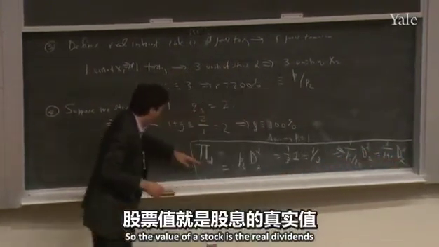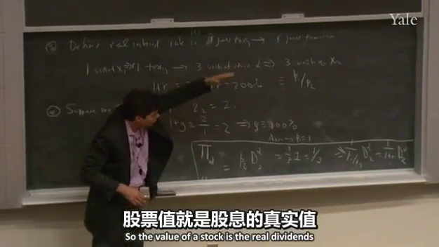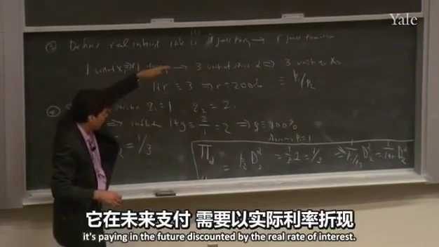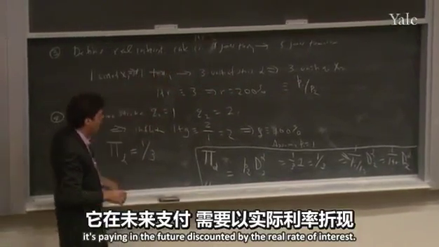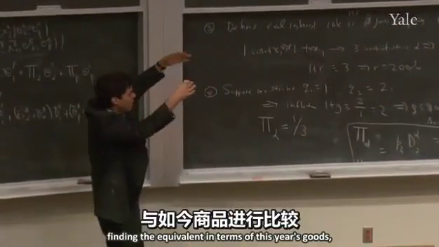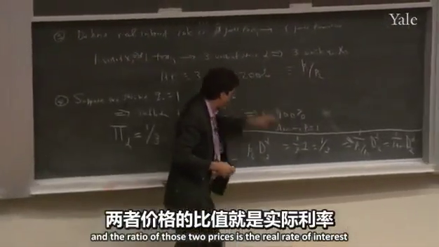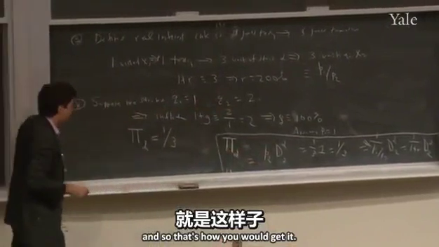So the value of a stock is the real dividends it's paying in the future discounted by the real rate of interest. You're turning tomorrow's, next year's goods, into the equivalent in terms of this year's goods. And the ratio of those two prices is the real rate of interest. And so that's how you would get it.